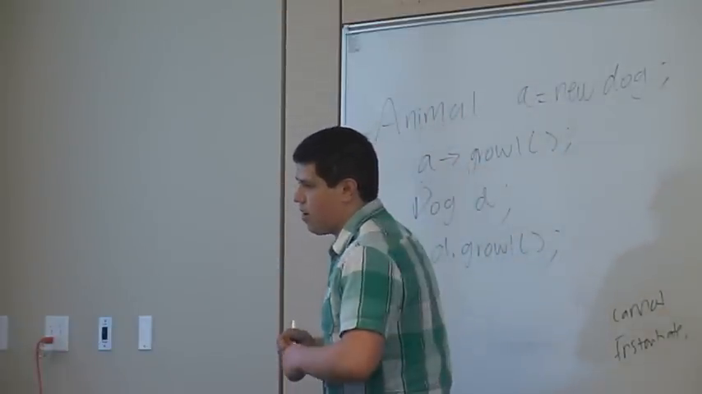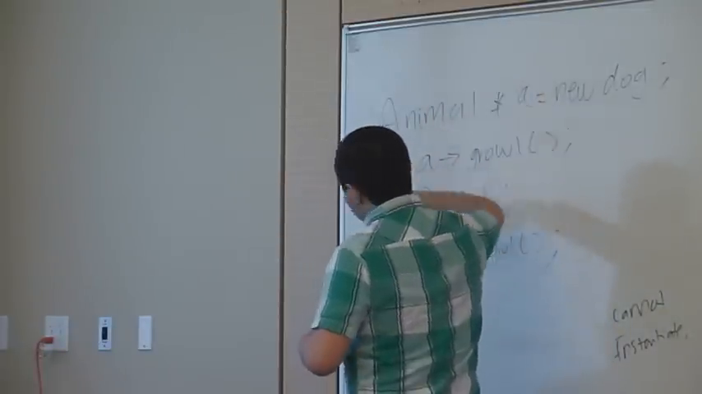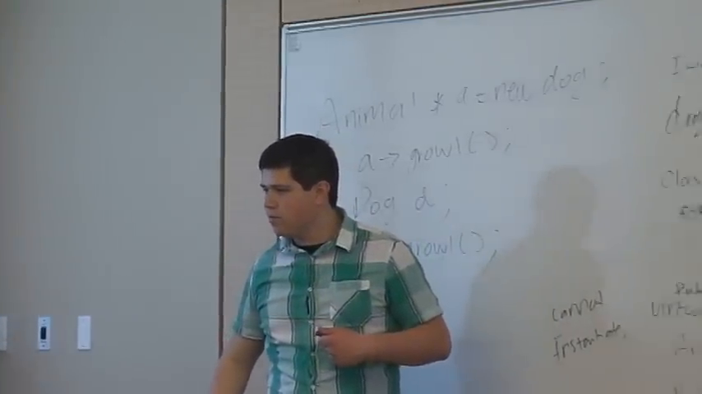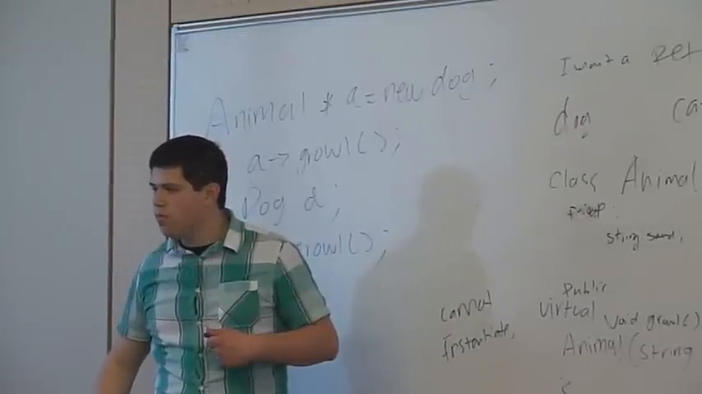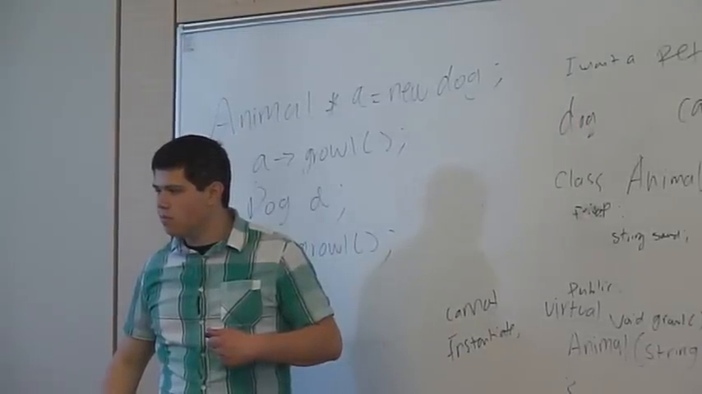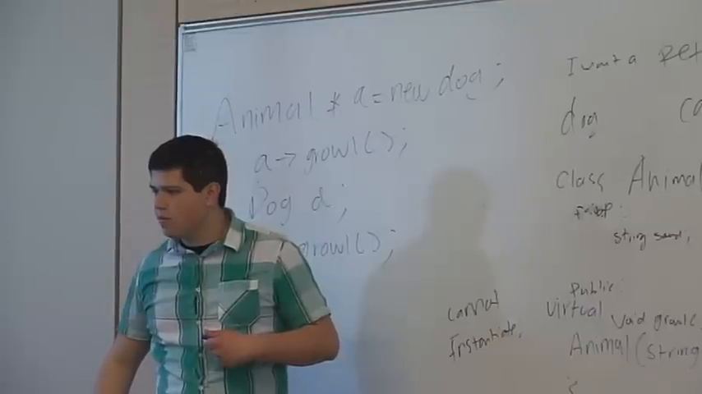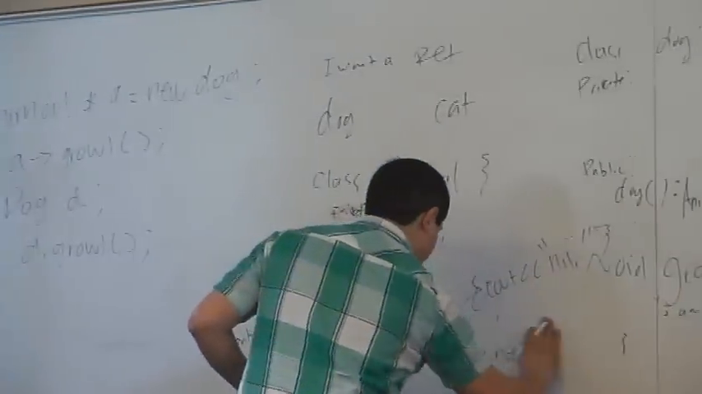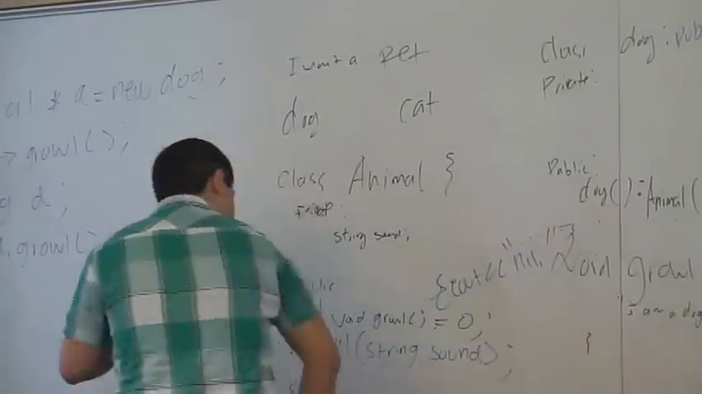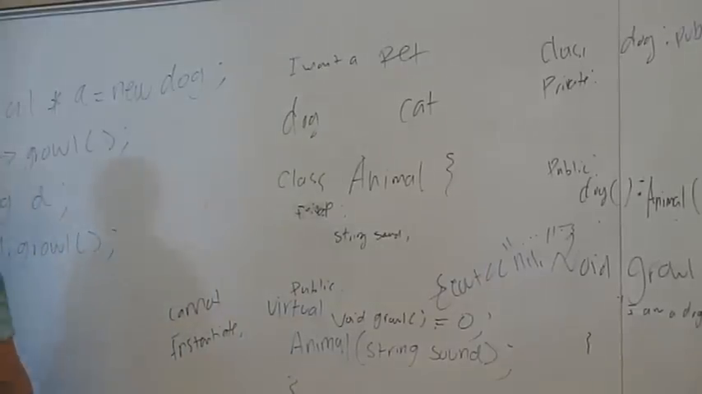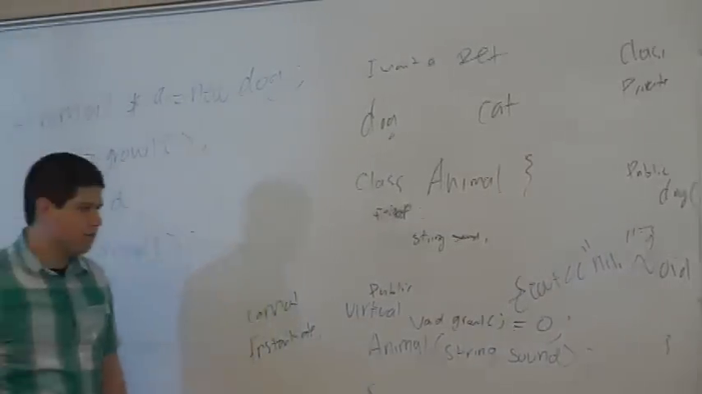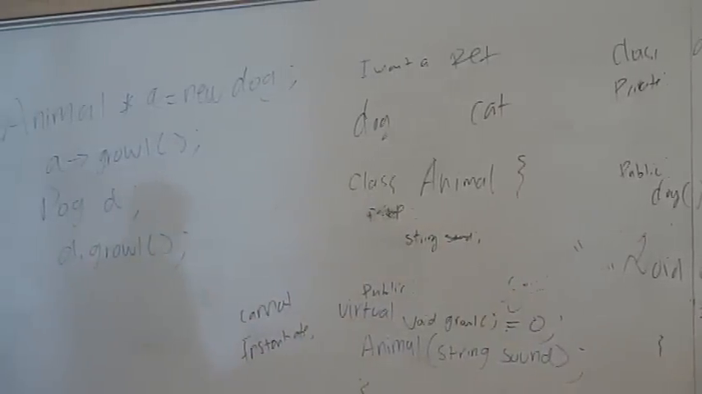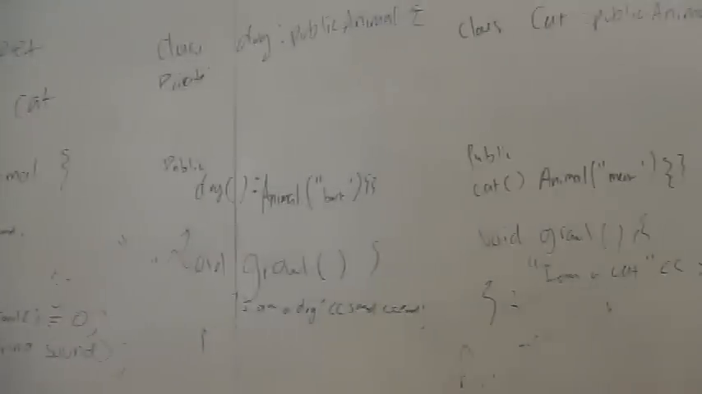What if you make the animal class's function pure virtual? You can't actually instantiate it, right? You can still make a pointer to it. Even if it's a pure virtual function, you can still make a pointer to it. You just can't make an explicit instantiation of it. And when you call that function, it'll call based on whatever the object is at runtime.